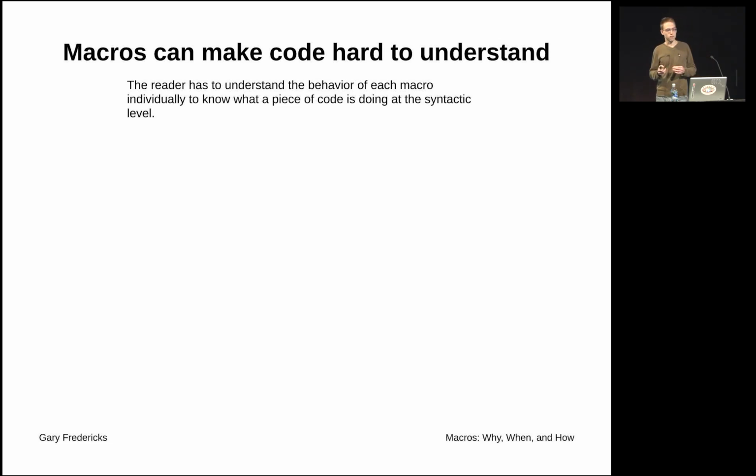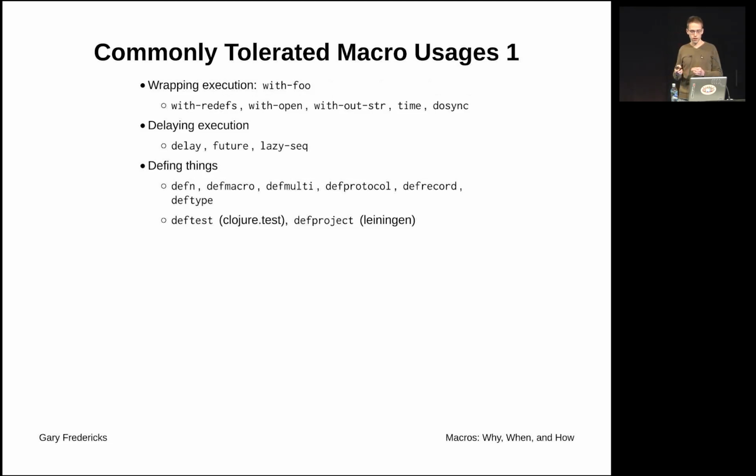A lot of macros are for wrapping execution. These are often named with the prefix with or some sort of adverb. You can delay execution with a macro, so delay, future, and lazy-seq will take the code you pass in and wrap it up in a function and then keep that for later and maybe call it some other time. Lots of macros are used for defining things because you effectively cannot def something from a function, so you can use a macro for that, and these are often named with def as well.